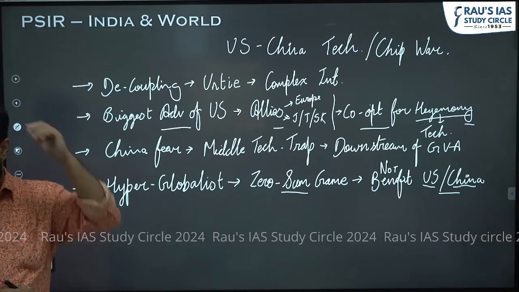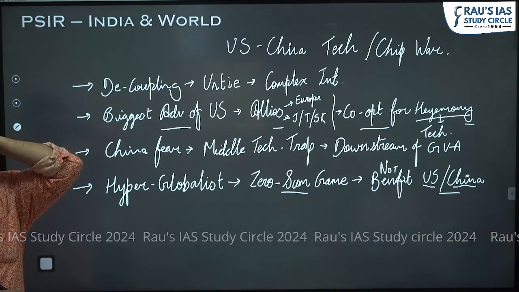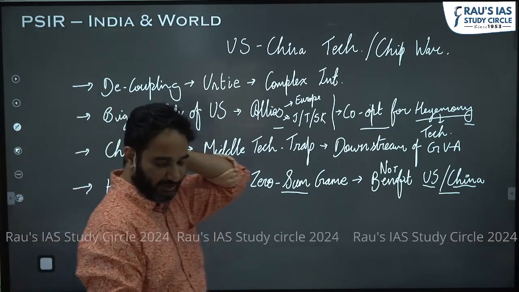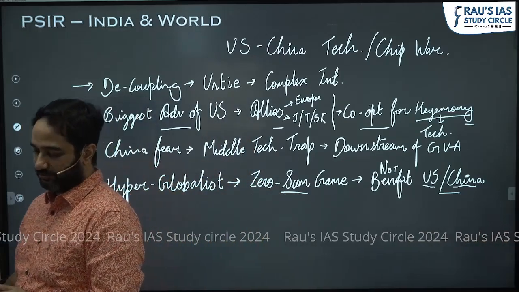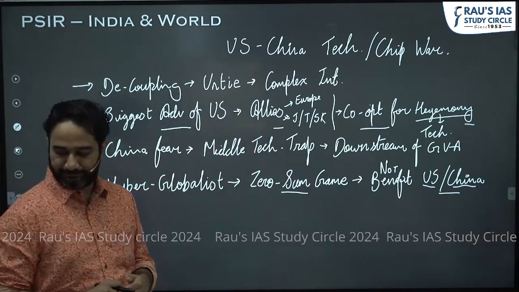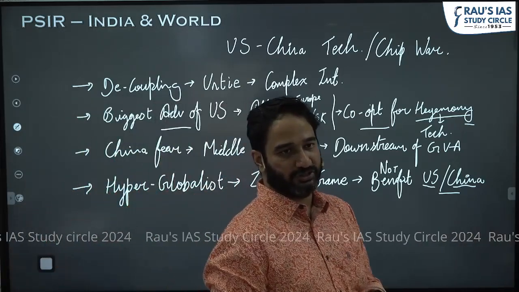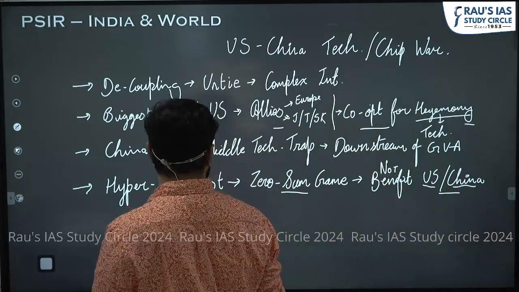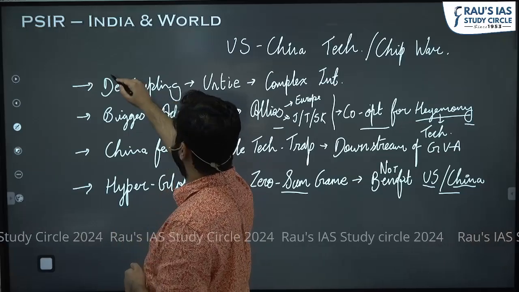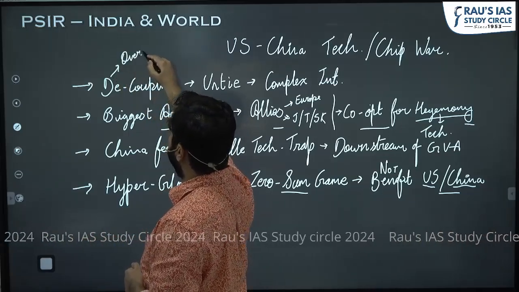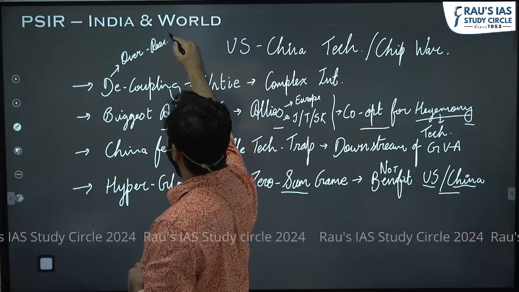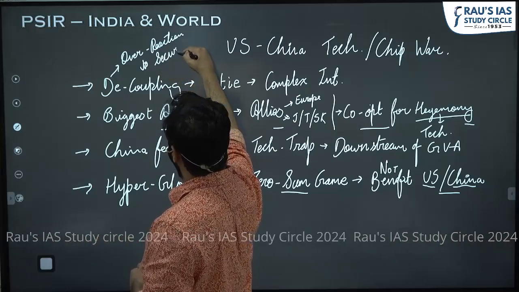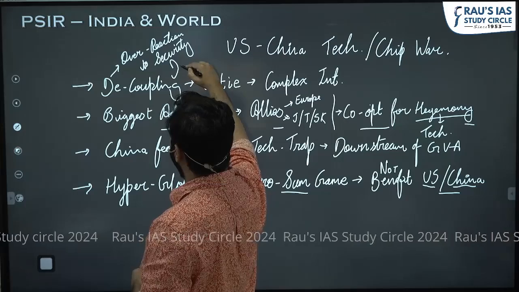Write down, in the same paragraph: Decoupling is an overreaction to the security dilemma. Security dilemma, all of you understand already.